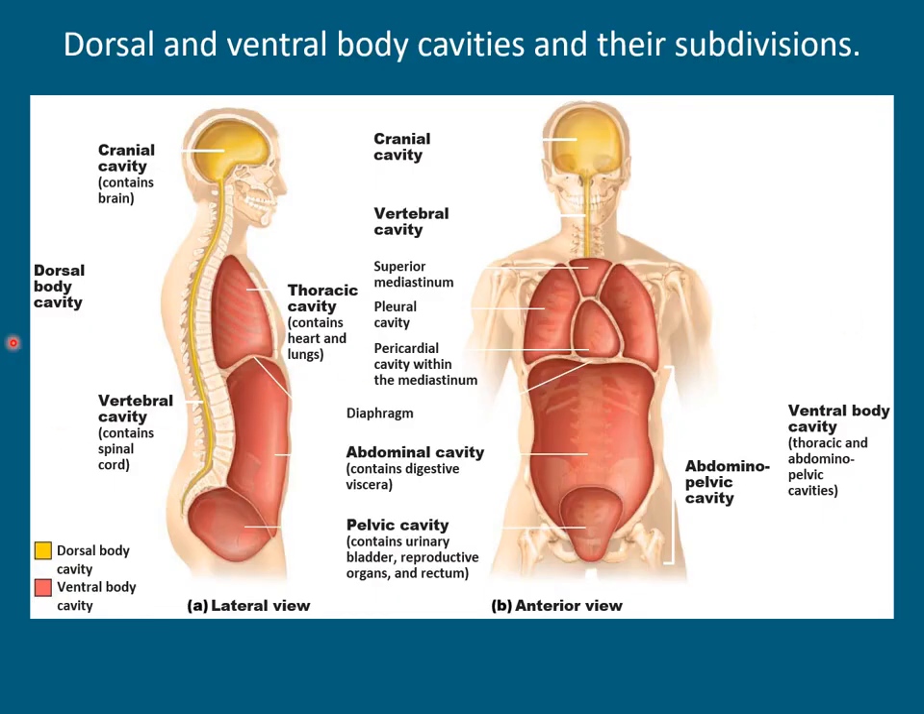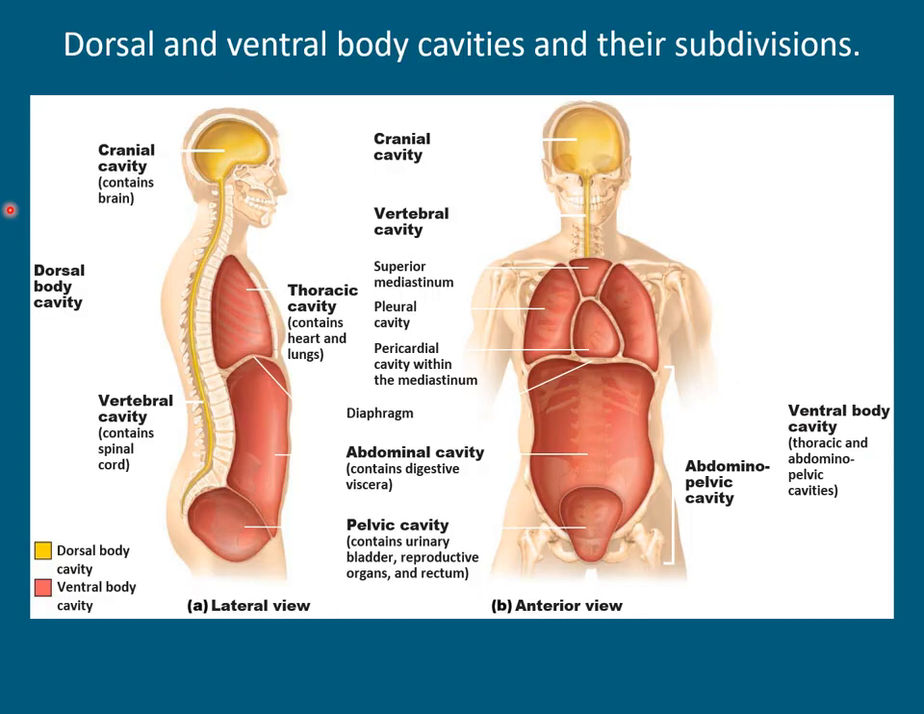So in this diagram, the yellow is the dorsal body cavity. So you can see up here, this is the cranial cavity, and then this is the vertebral cavity, which has the spinal cord. As you can see, the nervous system, the spinal cord, and the brain, that part of the nervous system obviously is very fragile, and you want extra protection around it. So the cavities, they're surrounded by bone, and that's helping to protect those organs that are in there.